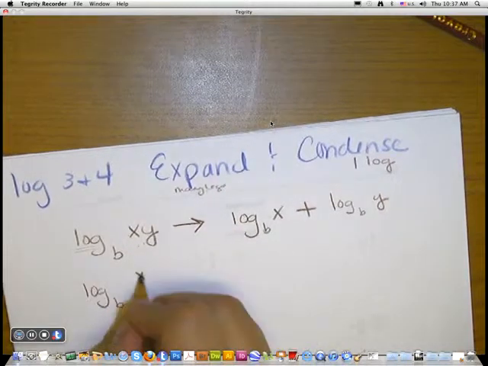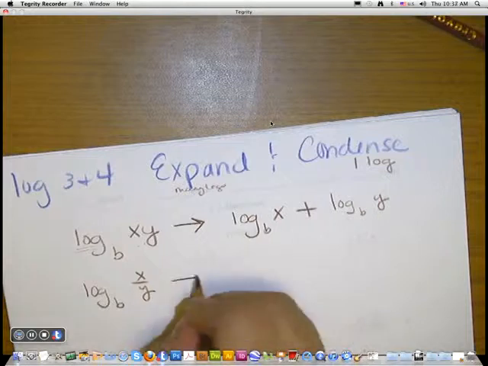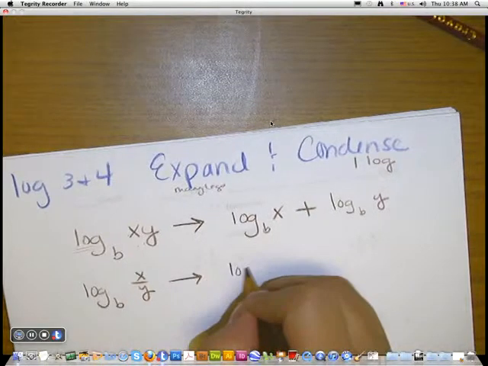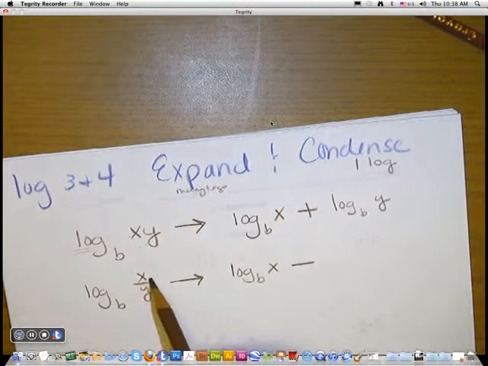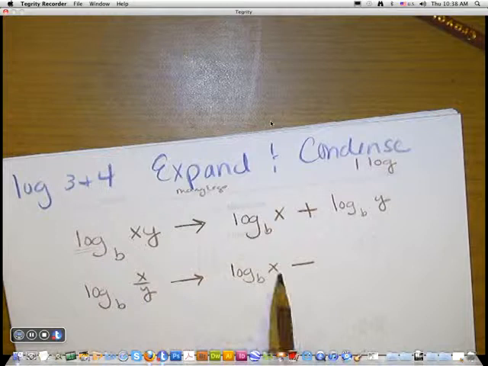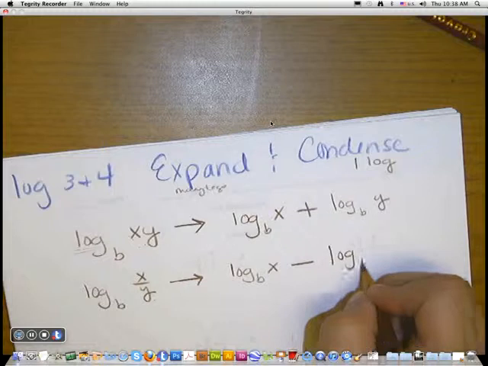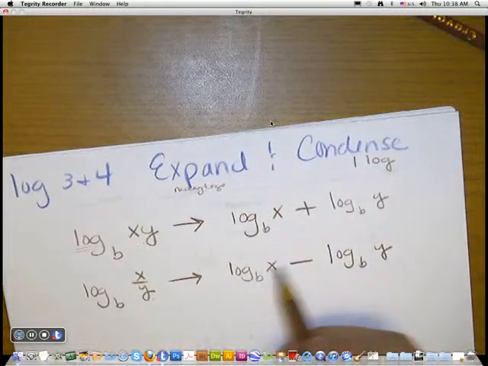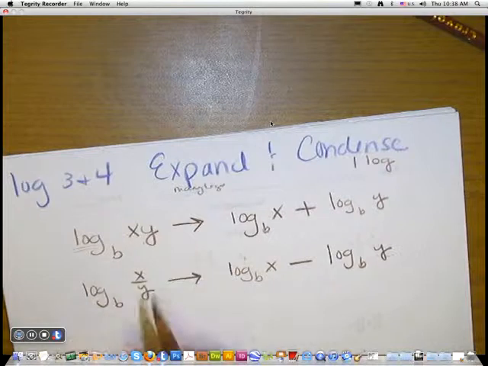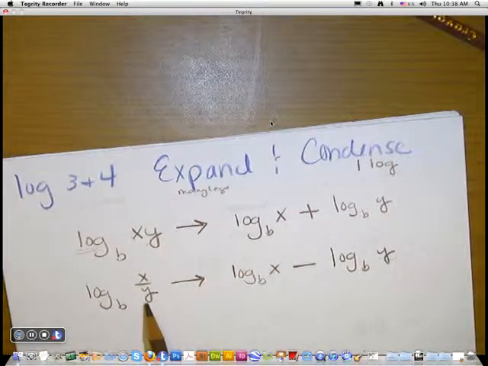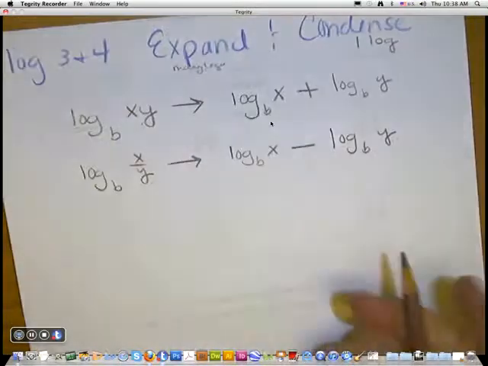So if I have log base b and I'm dividing two things or three things or whatever the things are, I'm going to separate them with subtraction. And whichever one I read first, meaning the numerator, goes first. Whichever one I read second, the denominator, goes second. So if I see subtraction of two things, I can condense them back to one. If I see division, I can expand them, separate them out with subtraction.